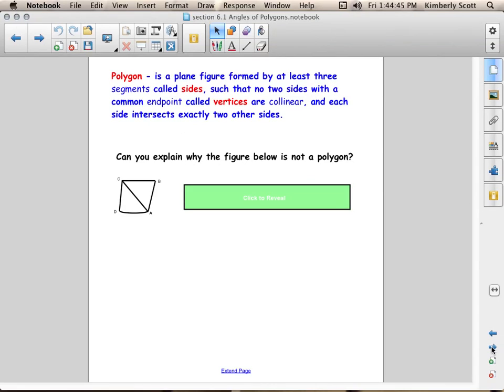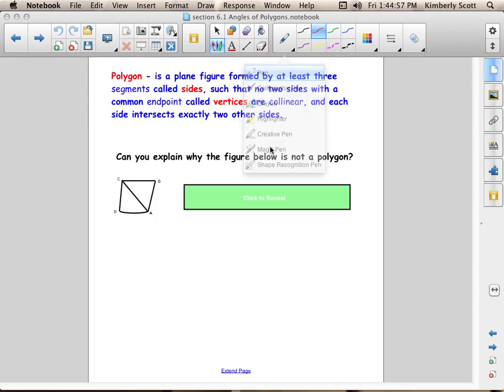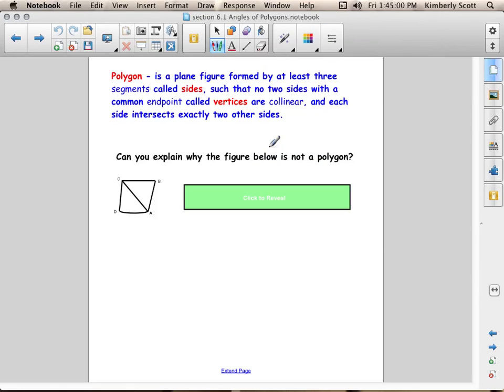Okay, a polygon is a plane figure formed by at least 3 segments called sides, such that no 2 sides with a common endpoint, called vertices, are collinear, and each side intersects exactly 2 other sides.